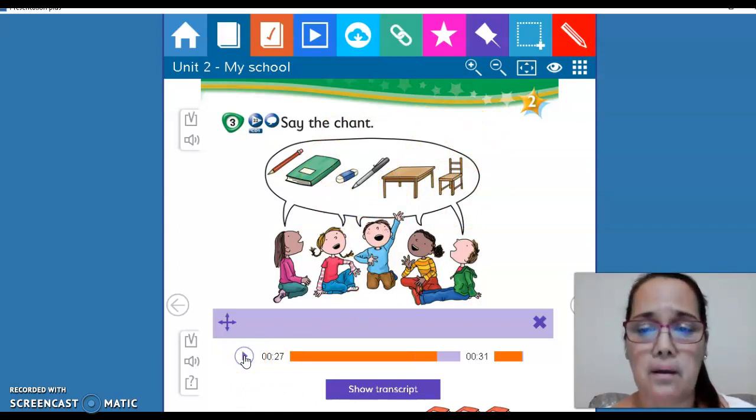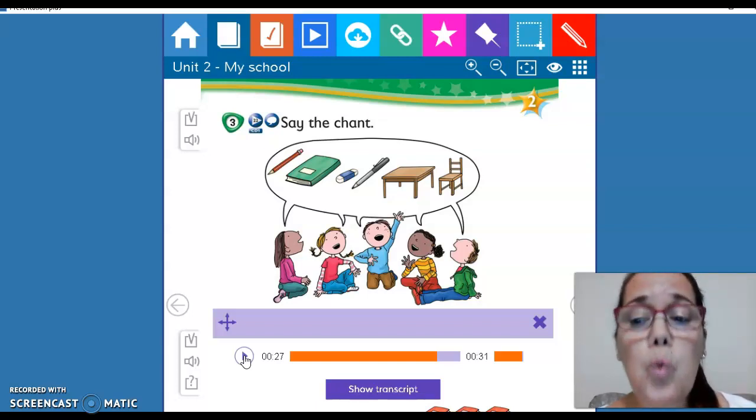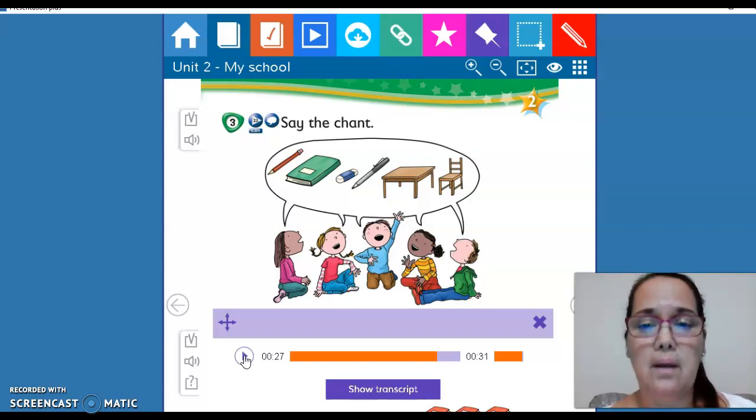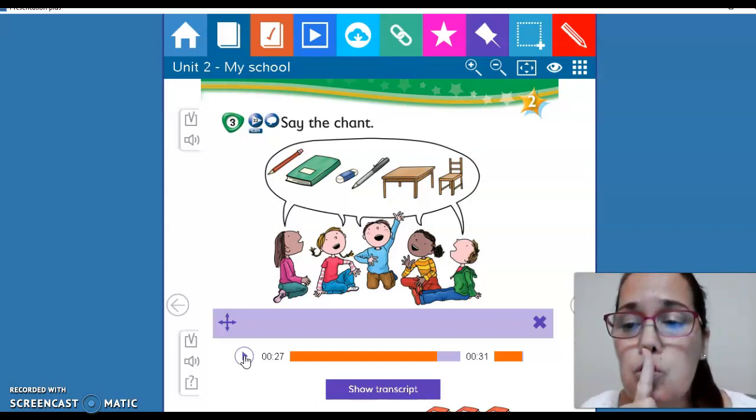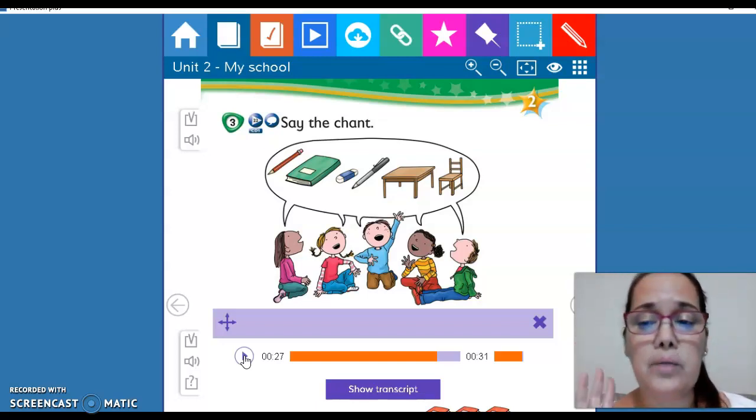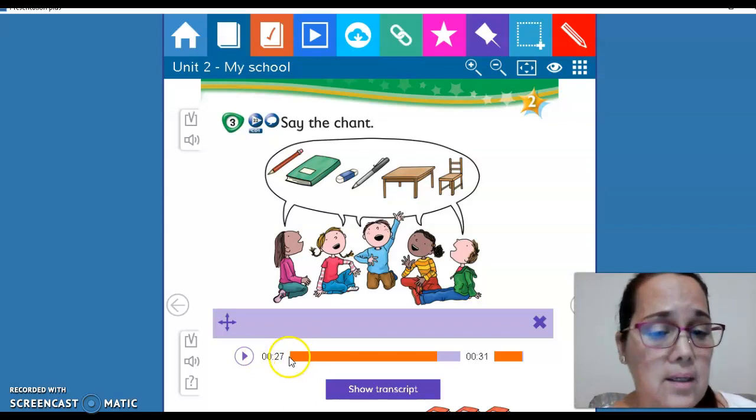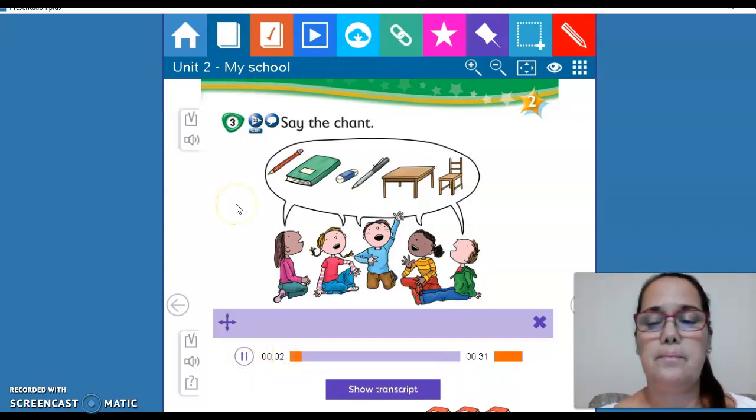Now it's turn for the girls, okay? Now, girls, you are going to say the chant. The boys, shh. Okay, now it's time for the girls. Girls, are you ready? Excellent. Pupil's Book, page 11. 3. Say the chant.